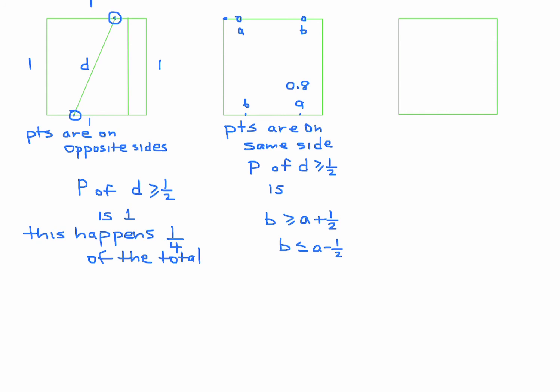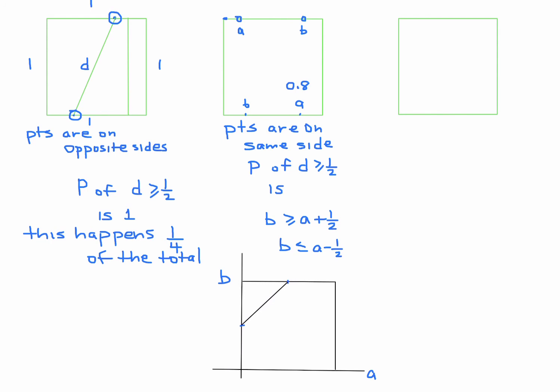Now we have to graph those two inequalities, and when we graph them, we can figure out the probability. So I'll make a square here where this axis represents A and this axis represents B. This line, B equal to A plus a half, is essentially the line between those two midpoints. So like this.